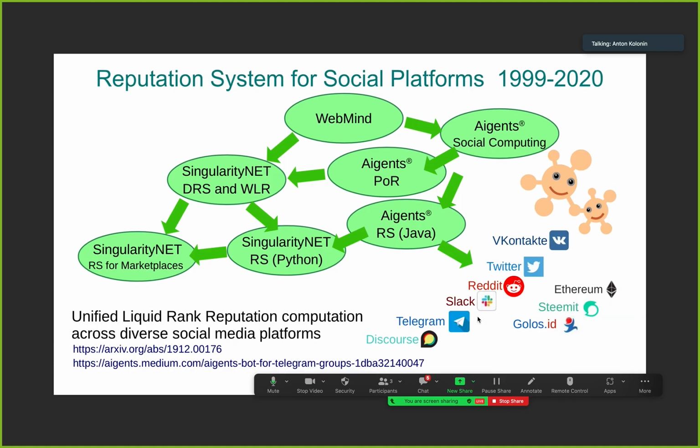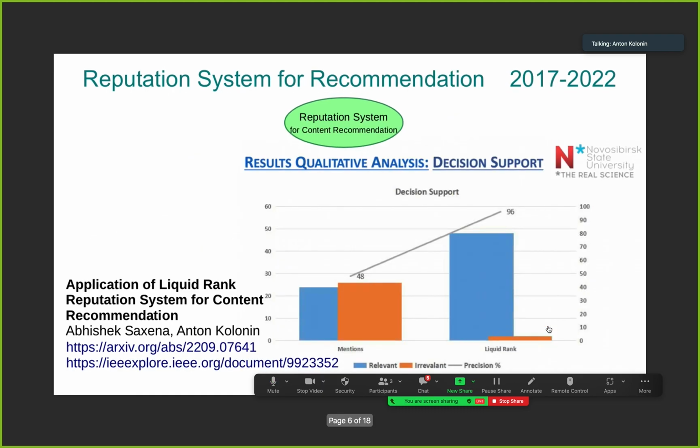Another thing that we have tried is to use this unified liquid rank reputation computation for different social media platforms. This weighted liquid rank algorithm that we have come up with at SingularityNET is now used in the Aigents platform across multiple social networks and blockchains. We have applications to deal with ratings and reputation computation on the Vkontakte social network, Twitter, Reddit, Slack, Telegram, Discord, and 3 blockchains: Ethereum, Steemit, and Golos.